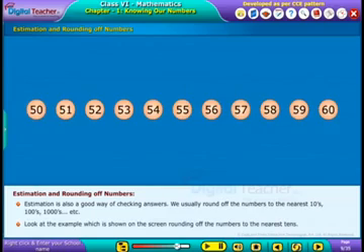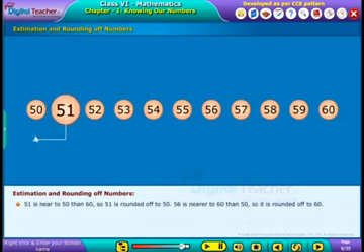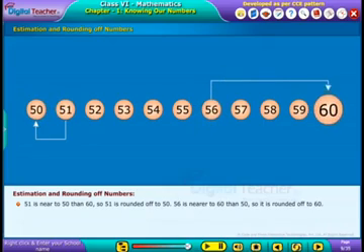Look at the example which is shown on the screen, rounding off the numbers to the nearest tens. 51 is nearer to 50 than 60. So 51 is rounded off to 50. 56 is nearer to 60 than 50. So it is rounded off to 60.